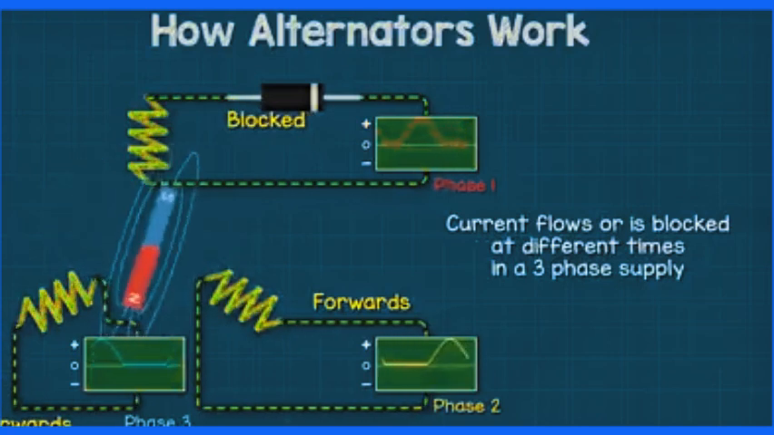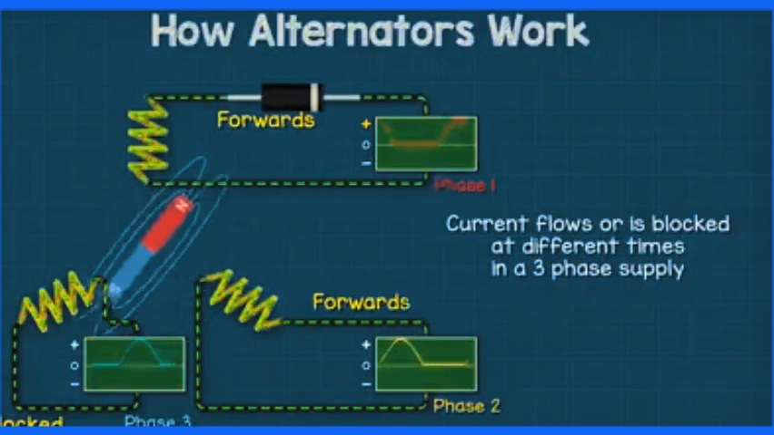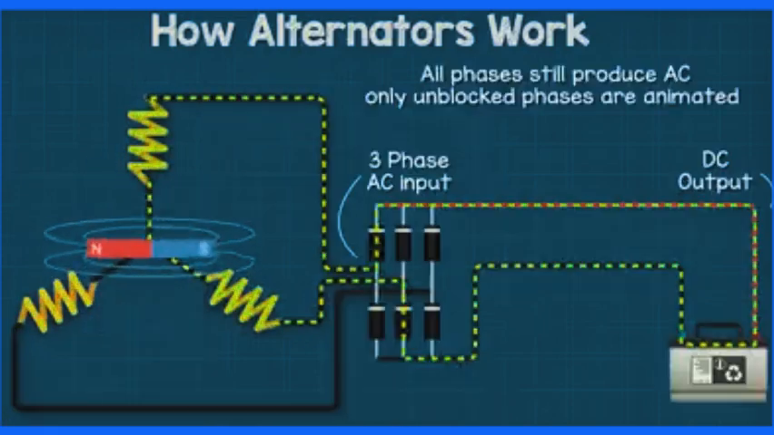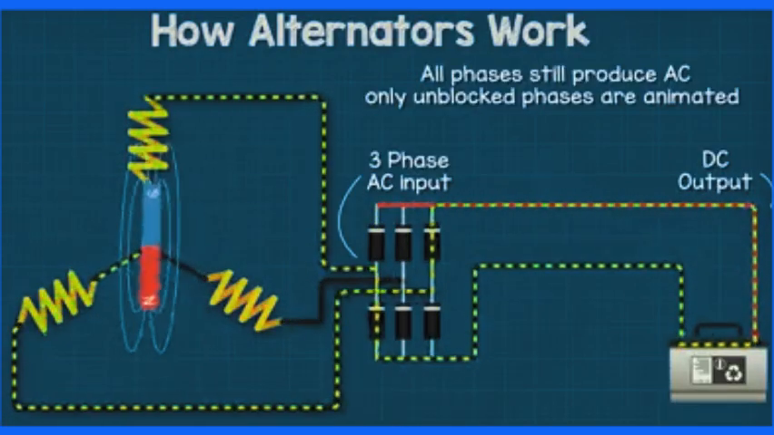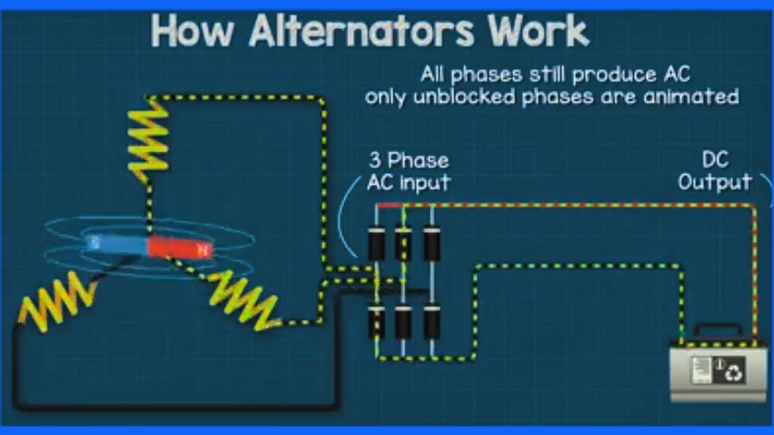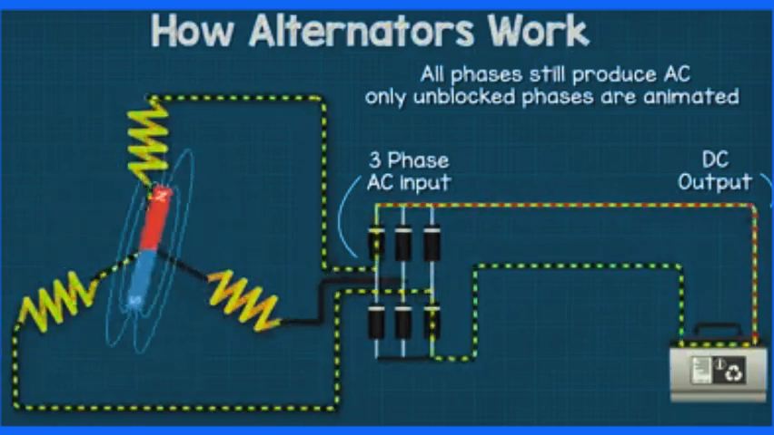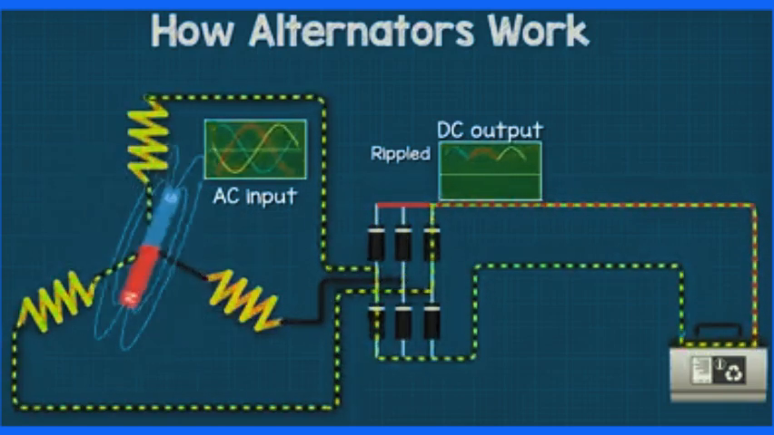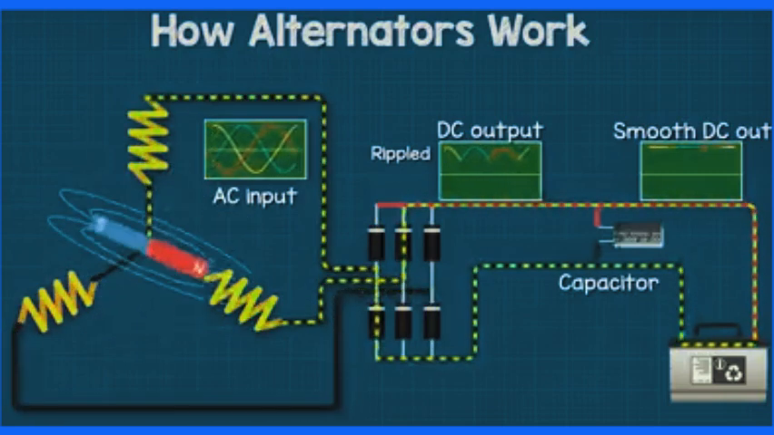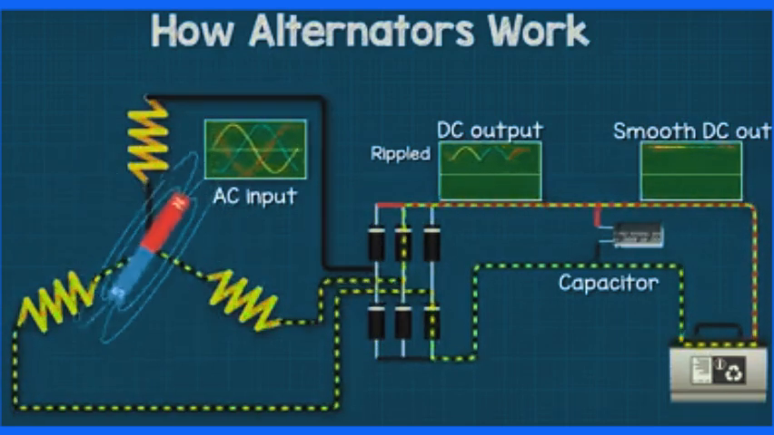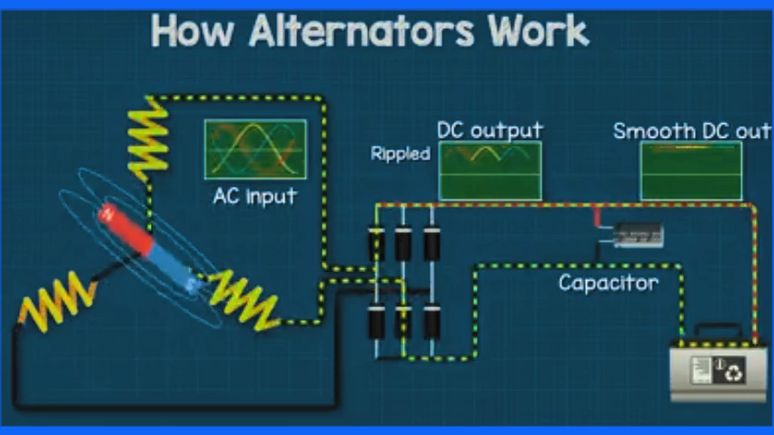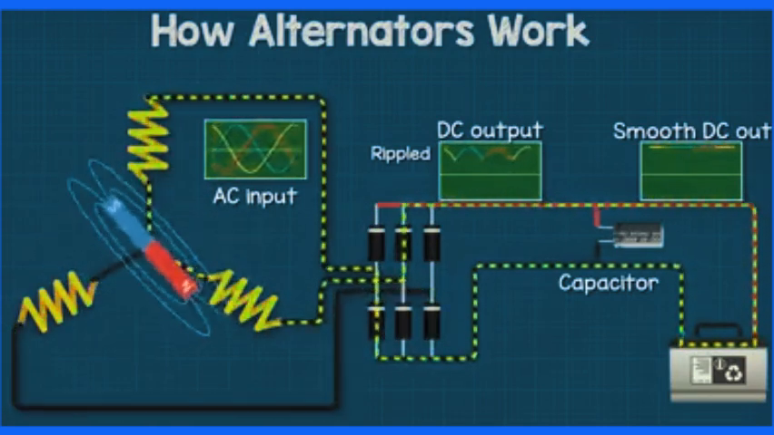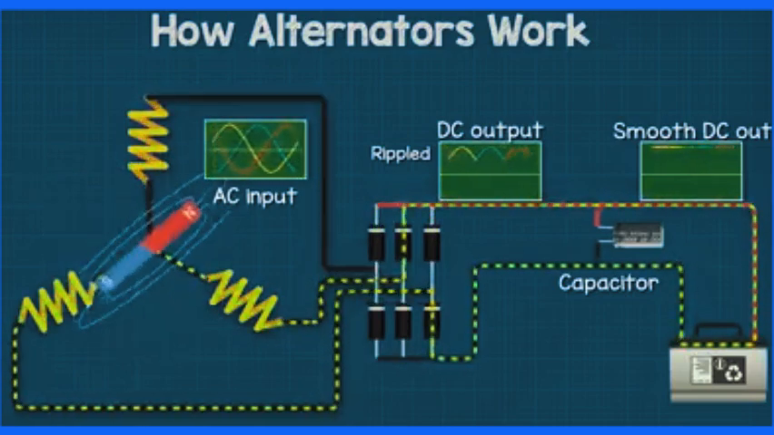If we connected each of the 3 phases separately to a diode, then the current will flow or be blocked at different times. Therefore, we can combine these phases into a block of diodes, and only the phase nearest its maximum will be allowed to pass through. This gives us a slightly rippled DC output. To smooth this ripple out, we can connect a capacitor which will basically absorb electrons and then eject electrons automatically to maintain a constant output. This gives us a constant smooth DC supply.